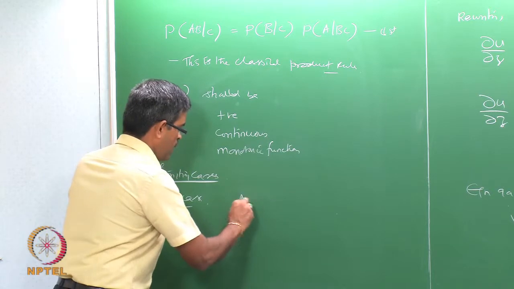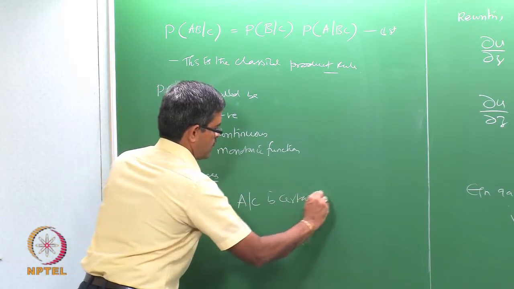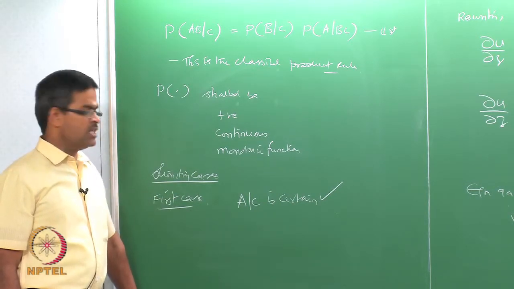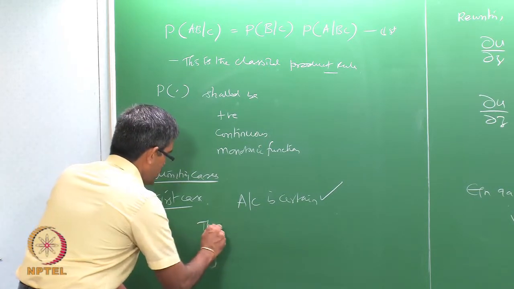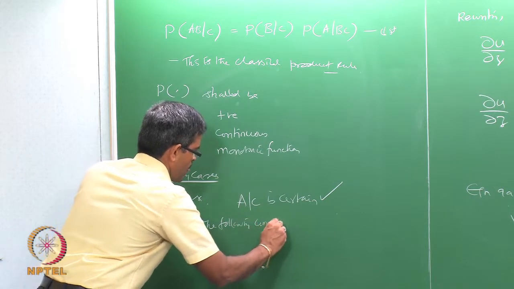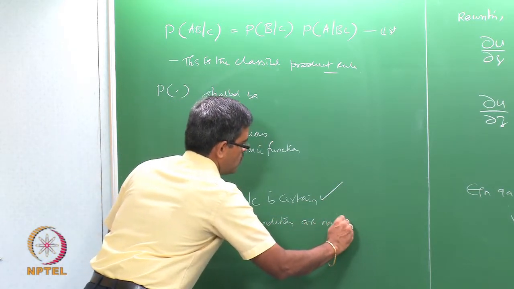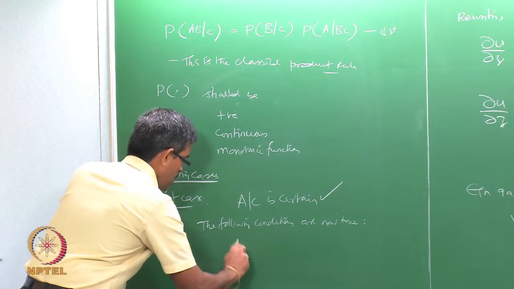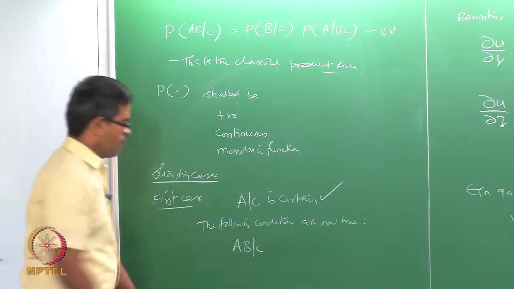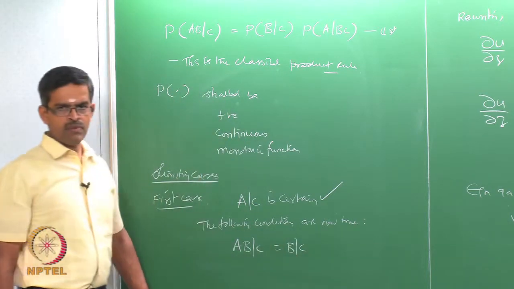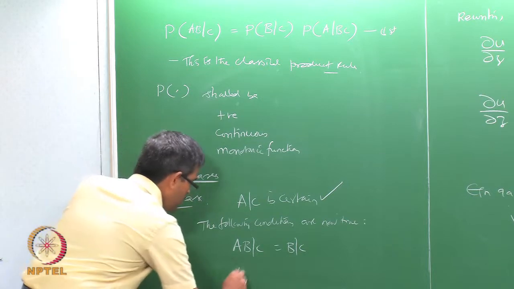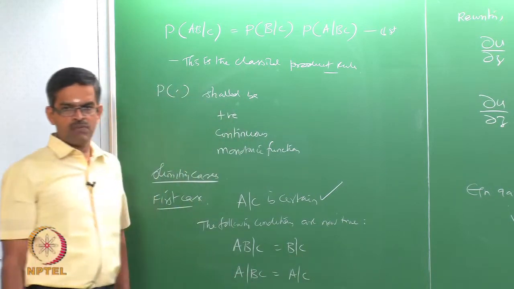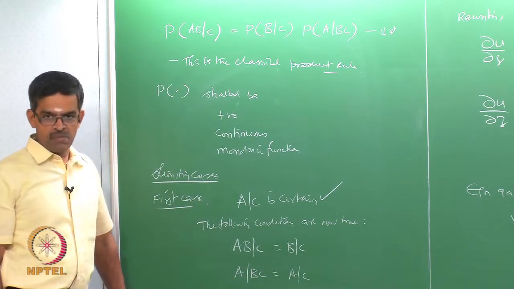First case, say A given C is certain, it is going to happen. Therefore, the following conditions are now true. Since A given C is certain, A B given C will be the same as B given C, because A given C is already certain. A given B C will be the same as A given C, because B is not going to influence much, because A is already going to happen, because C knowledge has made it certain.